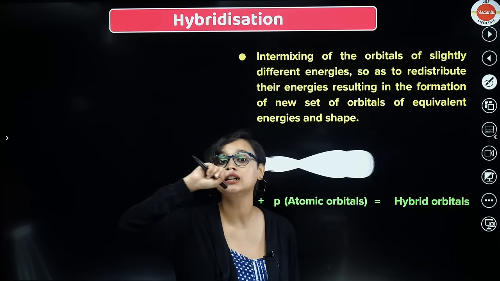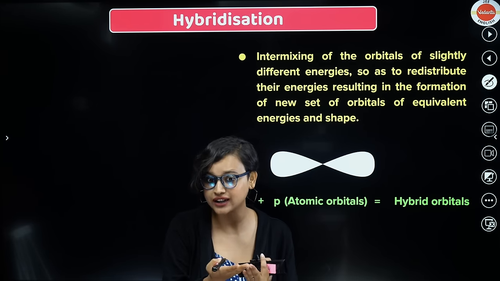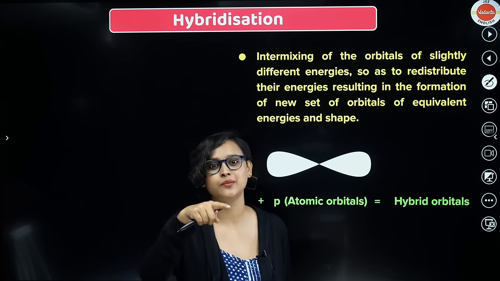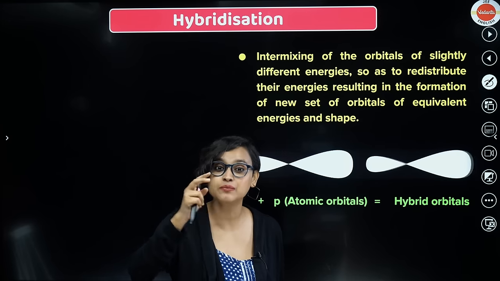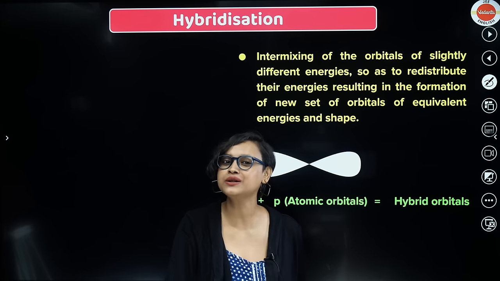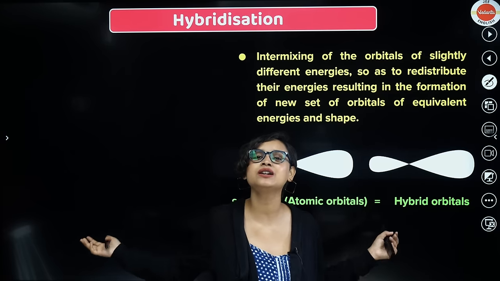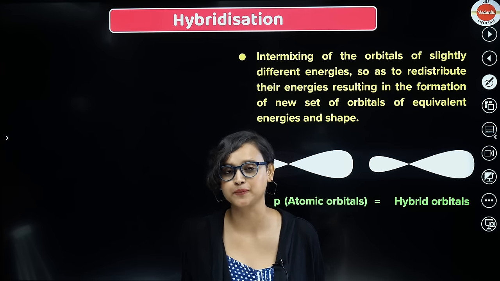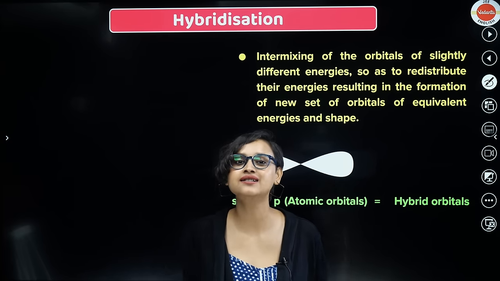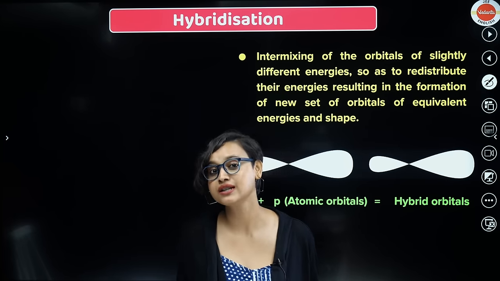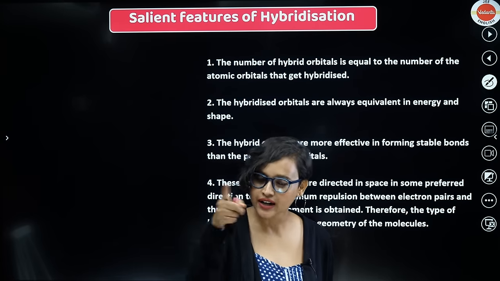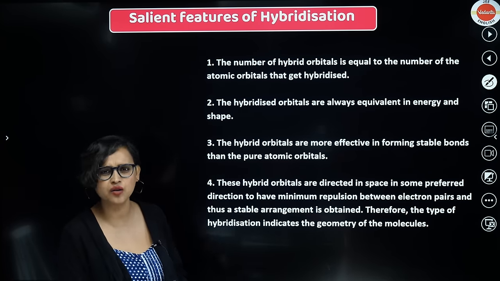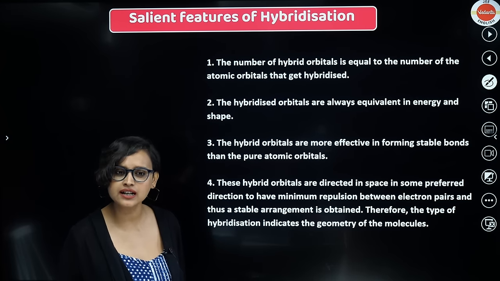An s atomic orbital and a p atomic orbital intermix together and form sp hybridization, which is why you saw sp3d2 hybridization, sp3 hybridization, sp2 hybridization. Why do we use the word hybridization? That means we have intermixed them, we have redistributed their energy, and we got something where the energy is equivalent and the shape is also the same now. Yes. Now let's talk about the salient features, the characteristics of hybridization. What are we getting out of hybridization?